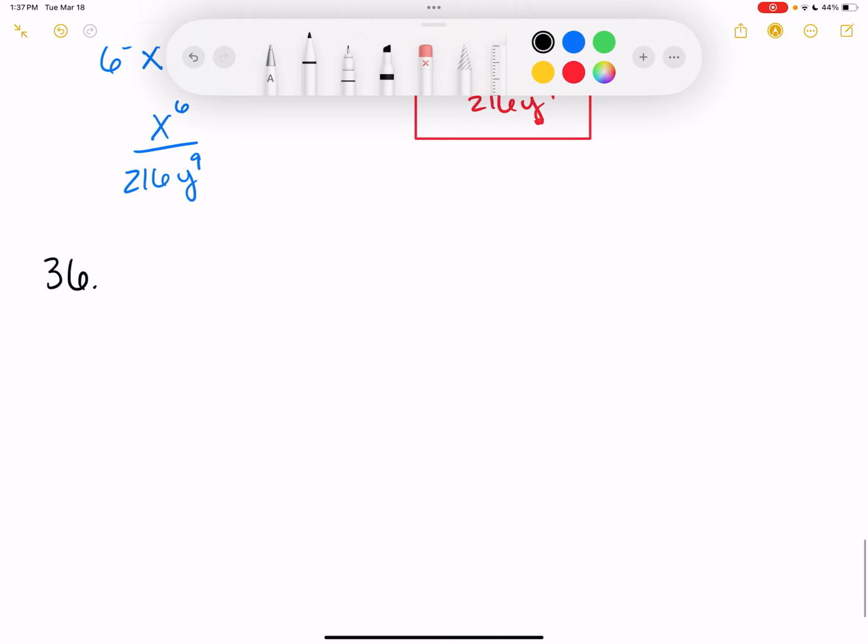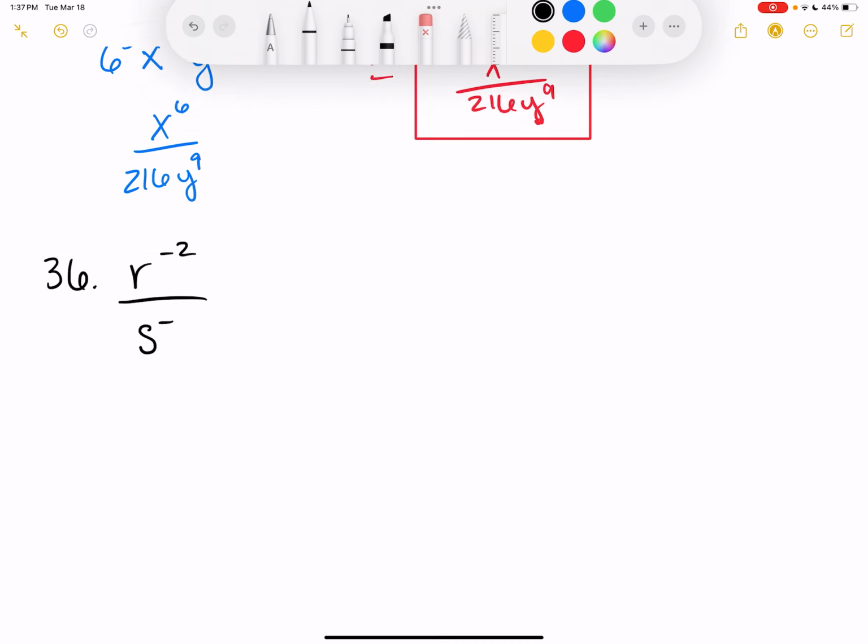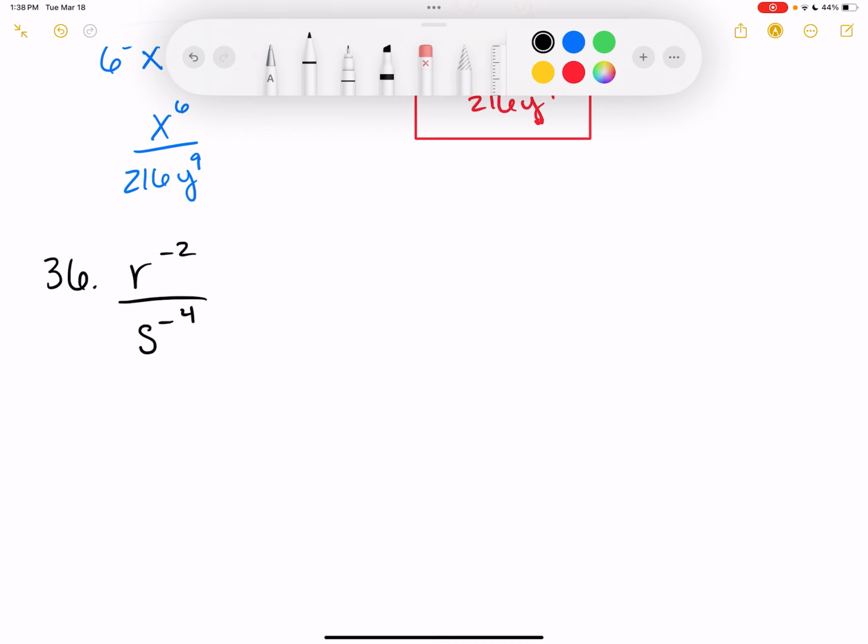36. R to the negative 2 over S to the negative 4. You've got to flip them and make them positive. How? By putting S on top and R on bottom. Yep, making them positive. So if I flip them, that'll put S to the 4th over R squared. And that's all you have to do on that one.